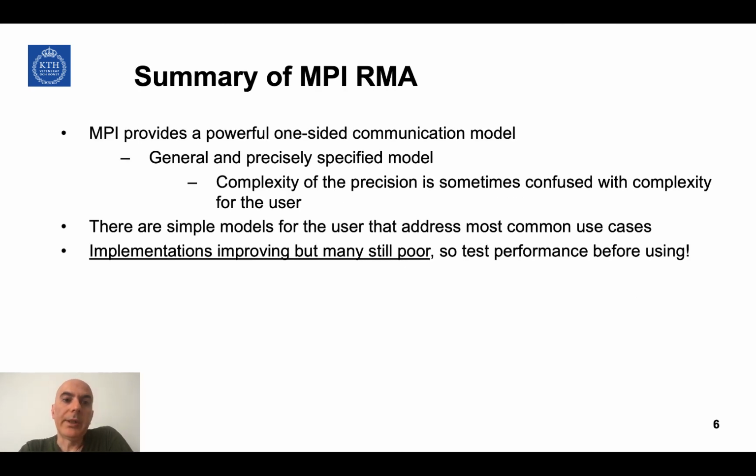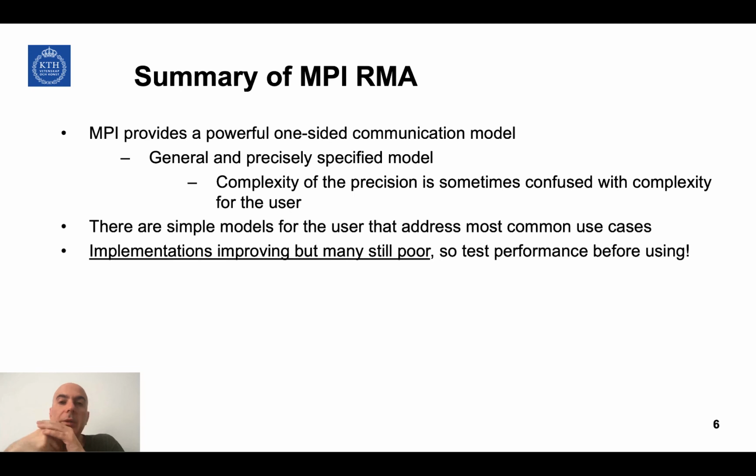So this is my slides about one-sided communication. Just a brief summary of MPI one-sided. MPI provides a powerful one-sided communication model. It's a general and precisely specified model. The complexity of the precision is sometimes confused with the complexity for the user. Sometimes it might be tricky to use one-sided, especially when it comes to the synchronization mode. There are simple models for use that address the most common use cases.